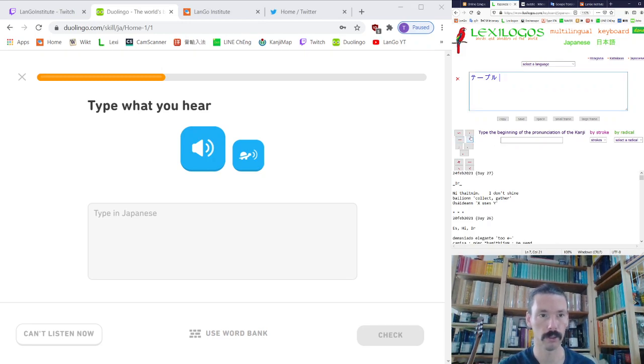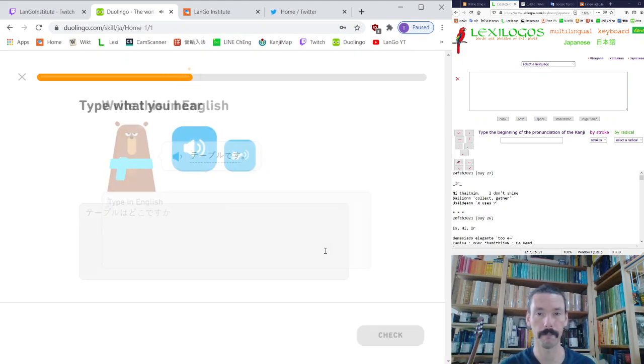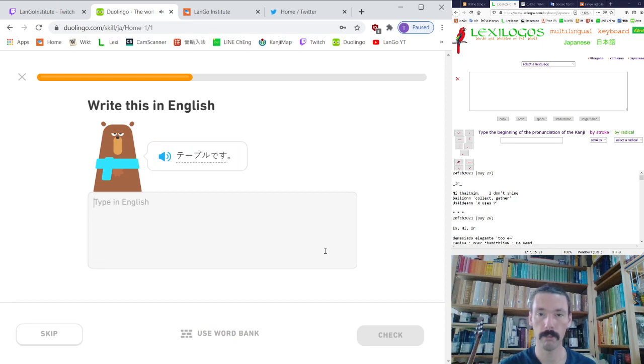Teburu. So, these are katakana, which are used mainly for loanwords and foreign names. There's a hiragana symbol. Teburu wa doko desu ka? テーブルはどこですか？ This sentence is written entirely phonetically. Doko desu. That's the verb, desu. And then ka signals that it's a question. Teburu wa doko desu ka? Where's the table?